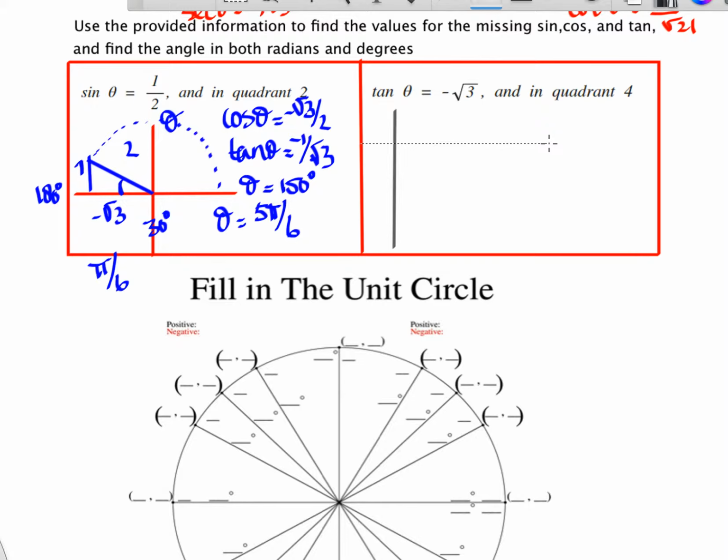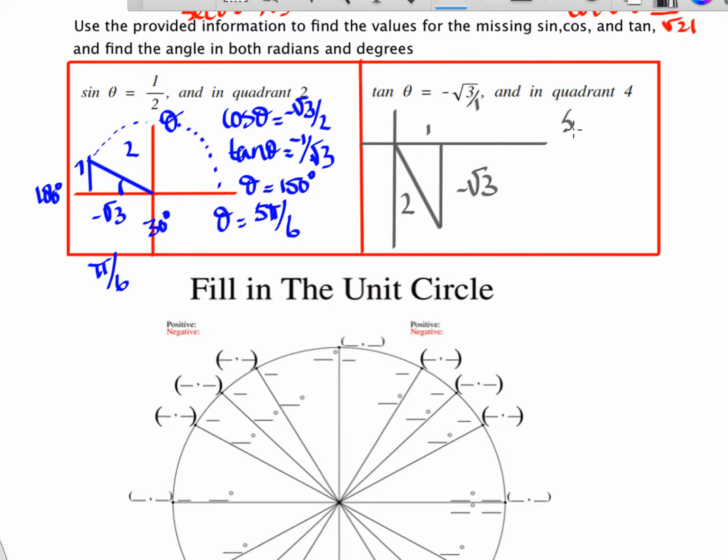And the tangent is opposite over adjacent, so think of the adjacent as 1. So if that's 1, then this is the negative square root of 3. So we draw a triangle based on that, and then you can hopefully see already that this must be a 60-degree angle over here. So that means that this is 2.